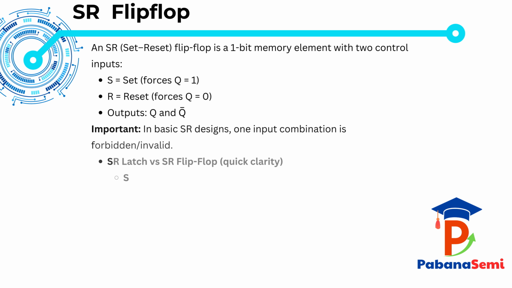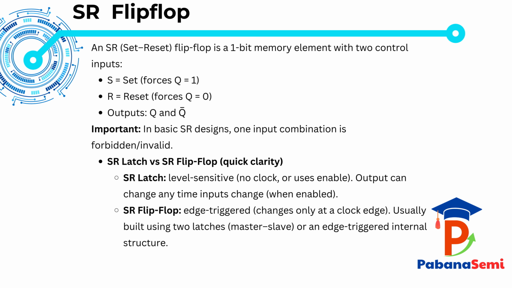Let's understand the SR flip-flop. An SR flip-flop, which stands for set-reset flip-flop, is a 1-bit memory element with two control inputs, S and R. S is the set input. When S is active, it forces Q to 1. R is the reset input. When R is active, it forces Q to 0. The outputs are Q and its complement, Q bar. One important point: in basic SR designs, one input combination is forbidden or invalid. If both set and reset are activated at the same time, the final state becomes unpredictable.